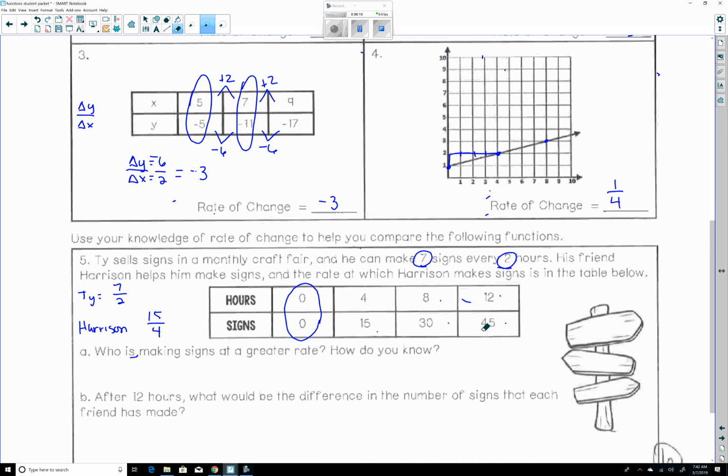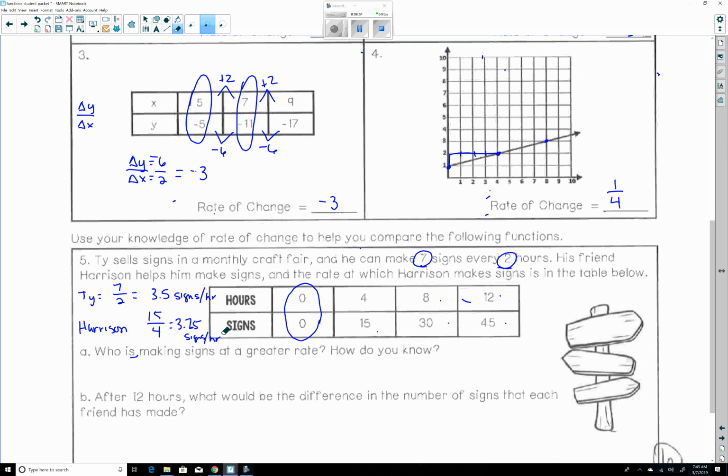I'm looking at that and going, oh gosh, I could get a common denominator here, and it wouldn't be that hard, or I can do some division. If I do 7 divided by 2, I'm going to get 3.5. So what does that mean? It means Ty makes 3.5 signs per hour. If I do the division for Harrison, 15 divided by 4, that's going to be 3.75. Again, signs per hour.